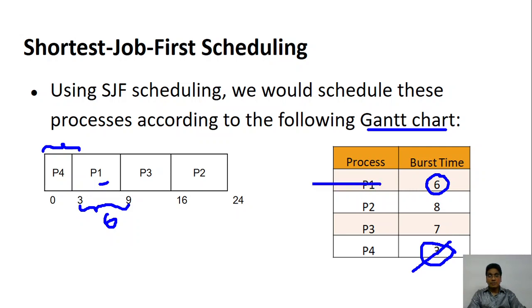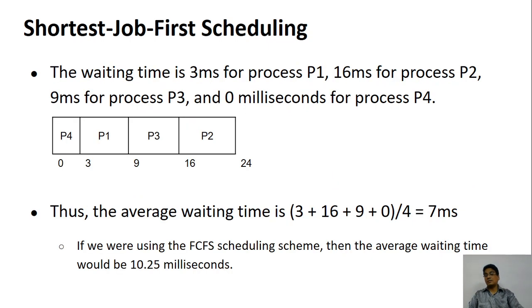Once P1 is over, among the rest the shortest one is P3, which takes 7 milliseconds. So from 9 milliseconds onwards, P3 is started and it takes 7 milliseconds. At the end of 16 milliseconds, P3 will be completed. Finally, P2 is allowed to perform. So this is how the scheduling will work. Whichever is shortest is given the chance first. What is the waiting time, average waiting time?